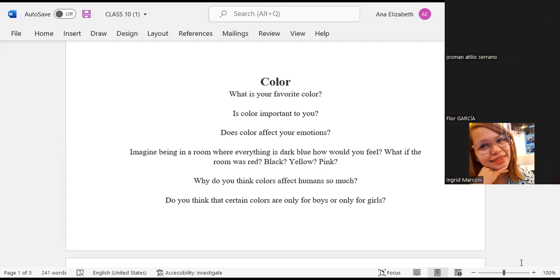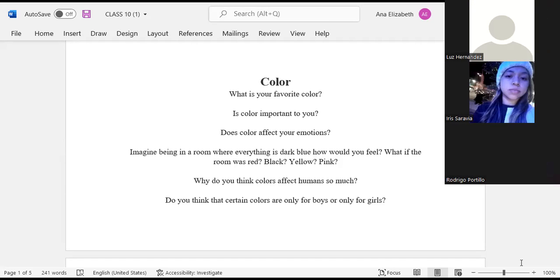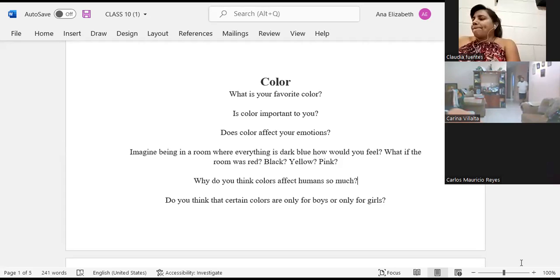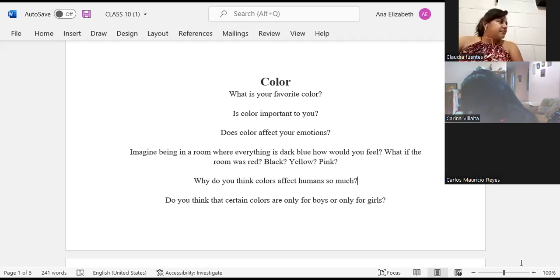But my favorite color is black. I like it and it makes me feel good. And I'm thinking about color. ¿Cómo se dice?